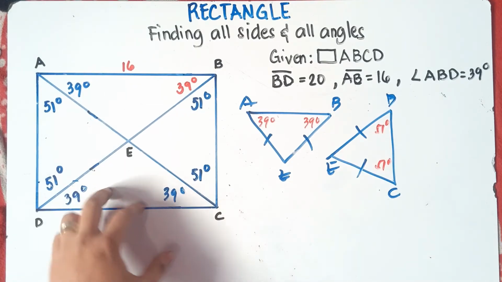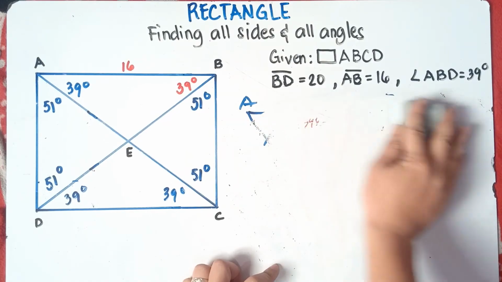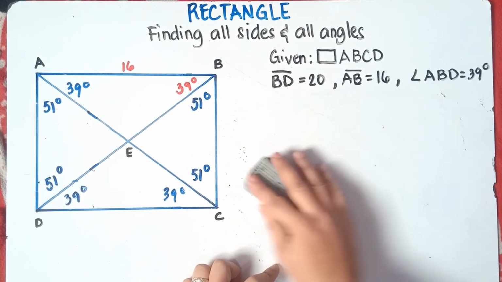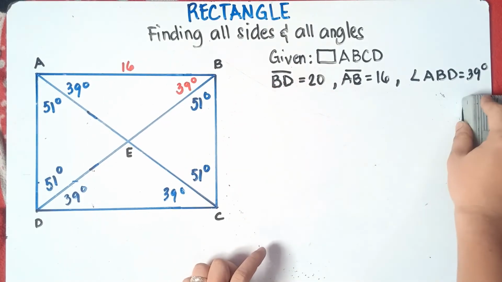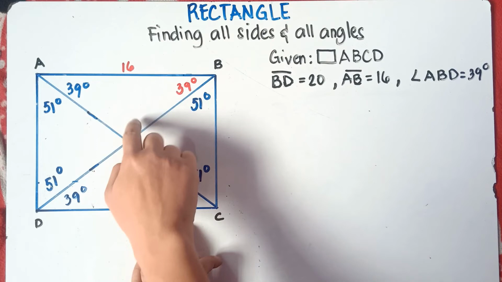Alright, and also this one, class. Also this one. So therefore, an isosceles triangle, class, it has 2 congruent sides and 2 congruent angles. And in a rectangle, there are 4 isosceles triangles. Alright, so last one, class, this one.